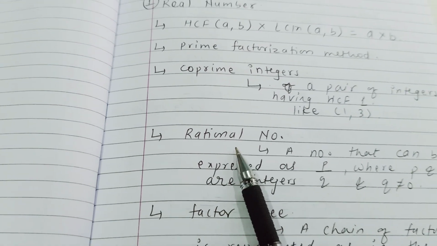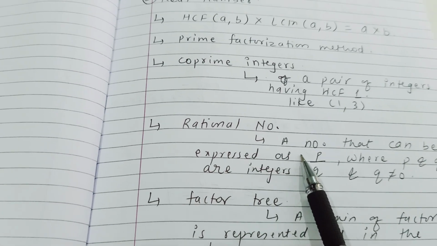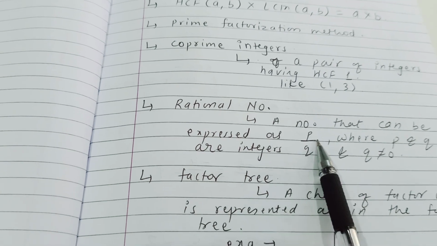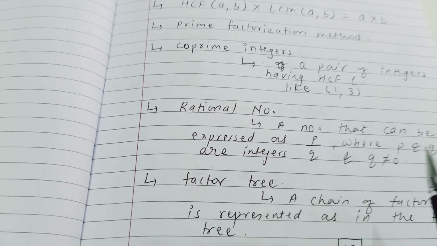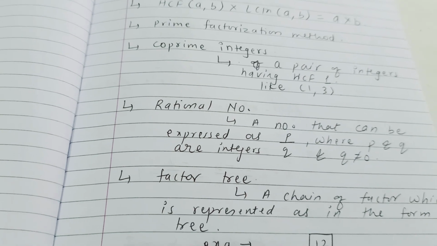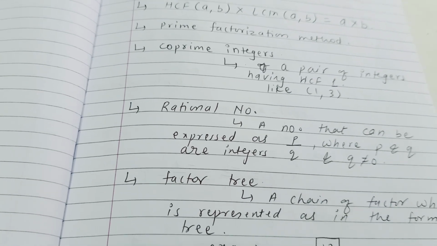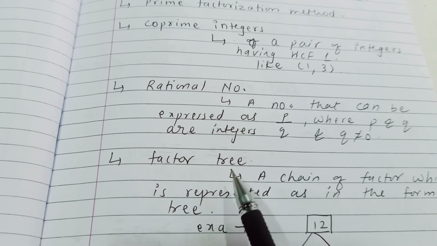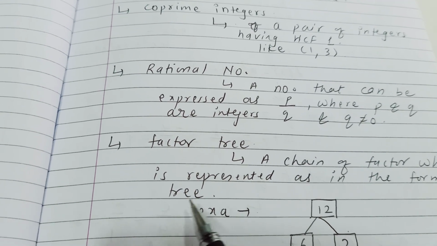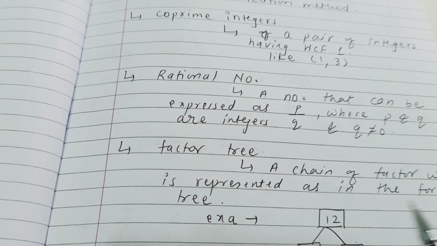And in this we have to study about rational numbers, a number that can be expressed as p upon q, where p and q are integers and q is not equal to 0. You must have studied this in childhood too. Okay, q can never be equal to 0 in p upon q. Clear? And now, the factor tree, a chain of factors represented in the form of a tree.